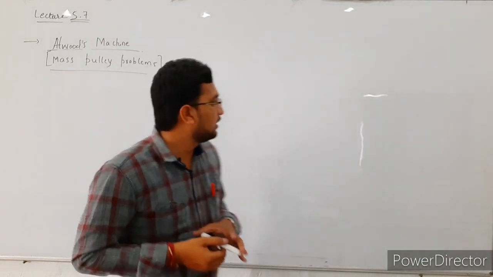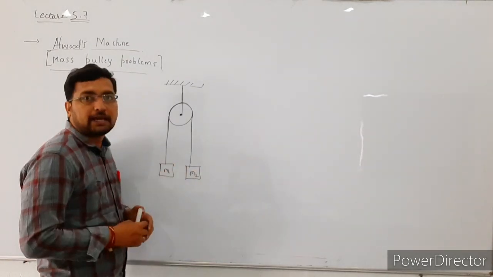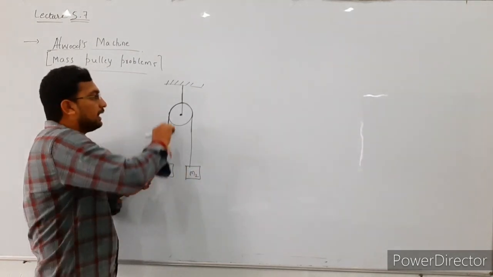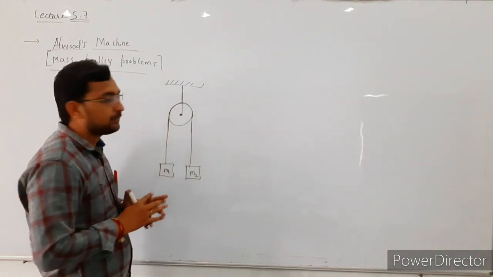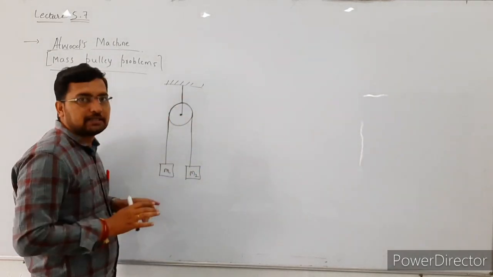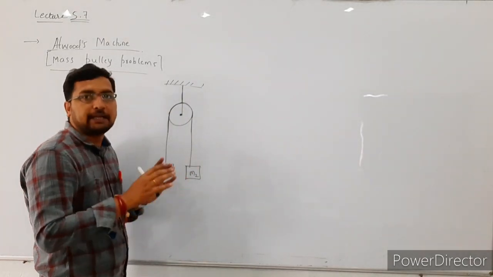In this case, it consists of two bodies of masses m1 and m2, and these two are connected with the help of a light string. It is passing over the frictionless pulley, and since the pulley is frictionless, the tension inside the string is the same at every point.